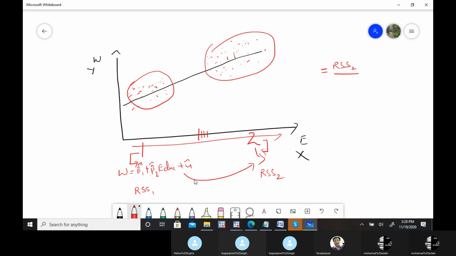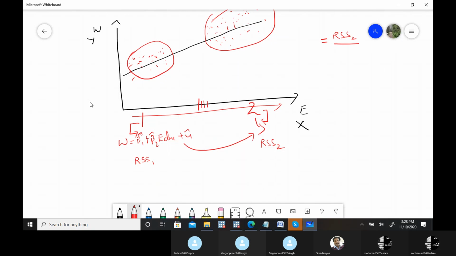But again, I'm telling you that if you have more than one independent variable, then you have to decide which independent variable to arrange in ascending order, and accordingly run the regression for 2 different groups. You can do hit and trial methods, just try to identify which X is creating a problem and work according to that independent variable. Then residual sum of square of first group divided by degree of freedom.